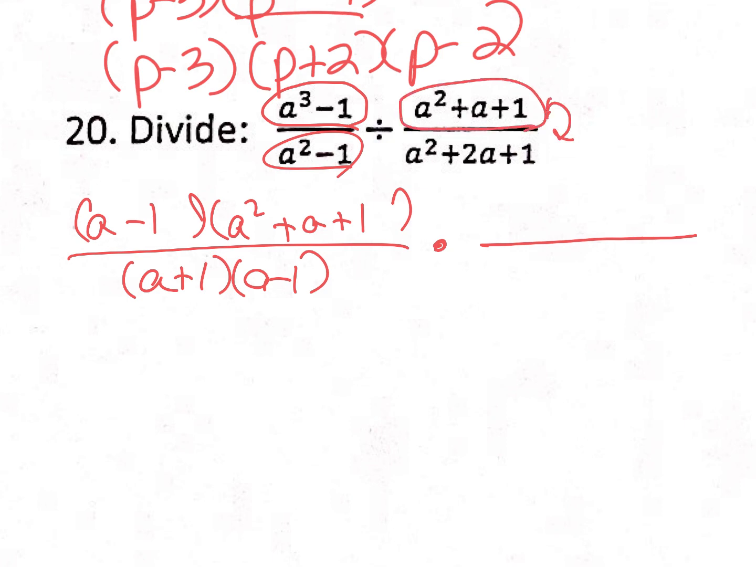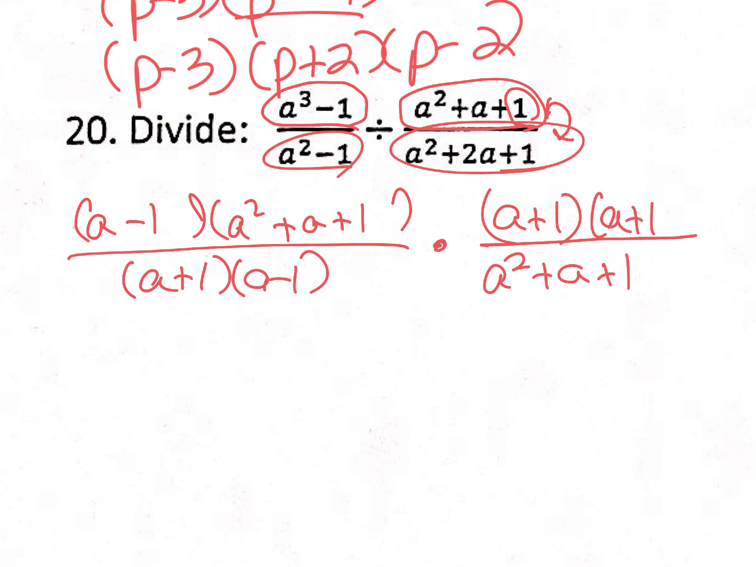This top one right here, that does not factor. There are no factors of this one that will give you a 1 in the middle, so I'm just going to write that down here. A squared plus a plus 1, can't factor it. This one, though, that one does factor, because there are factors of 1 that give you 2, and that's 1 and 1. So I'm going to go a plus 1, a plus 1.